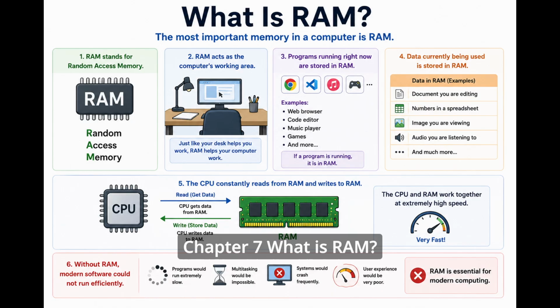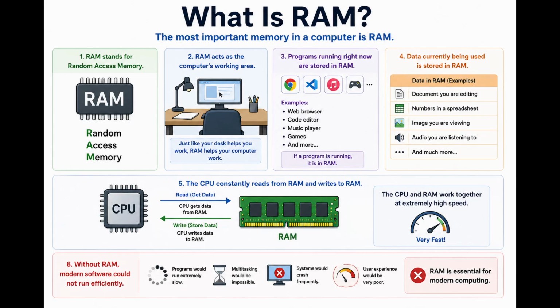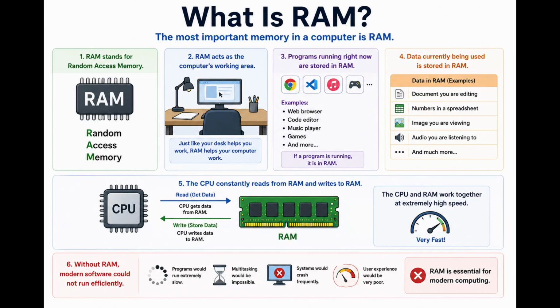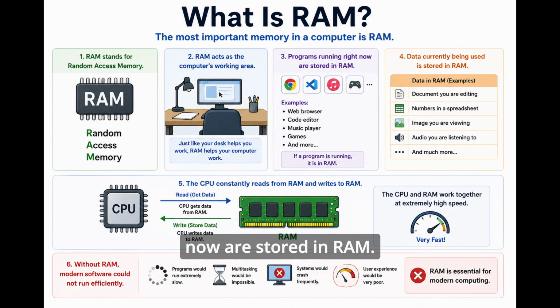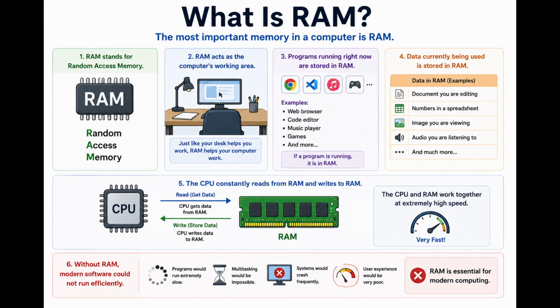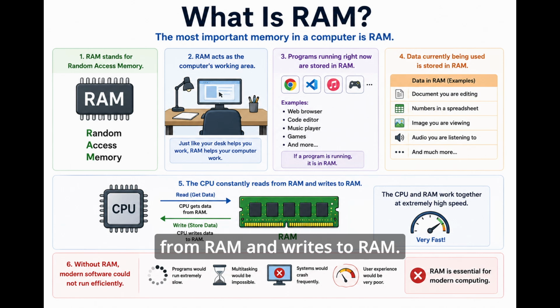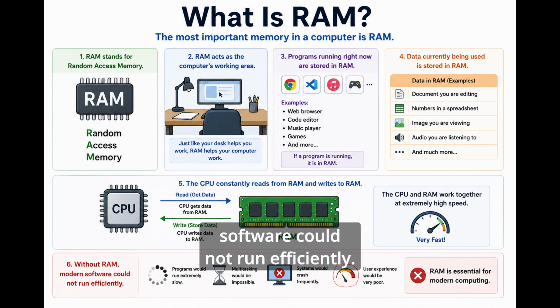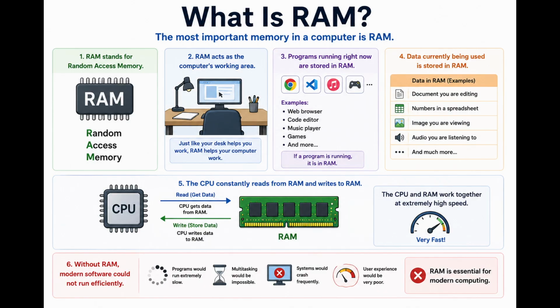Chapter 7 What is RAM? The most important memory in a computer is RAM. RAM stands for Random Access Memory. RAM acts as the computer's working area. Programs running right now are stored in RAM. Data currently being used is stored in RAM. The CPU constantly reads from RAM and writes to RAM. Without RAM, modern software could not run efficiently.